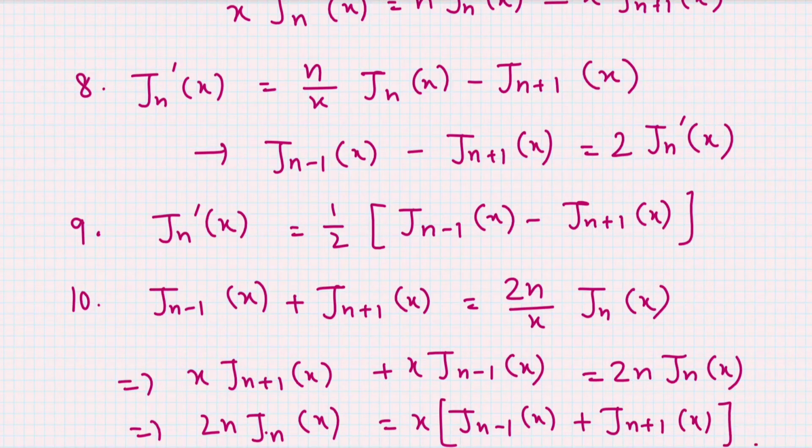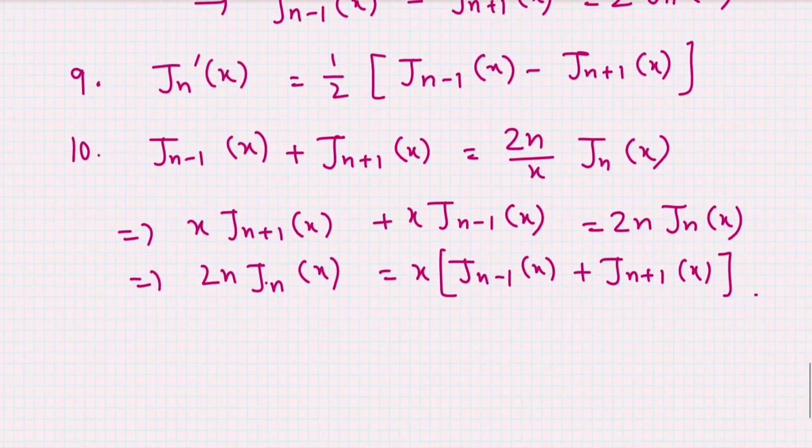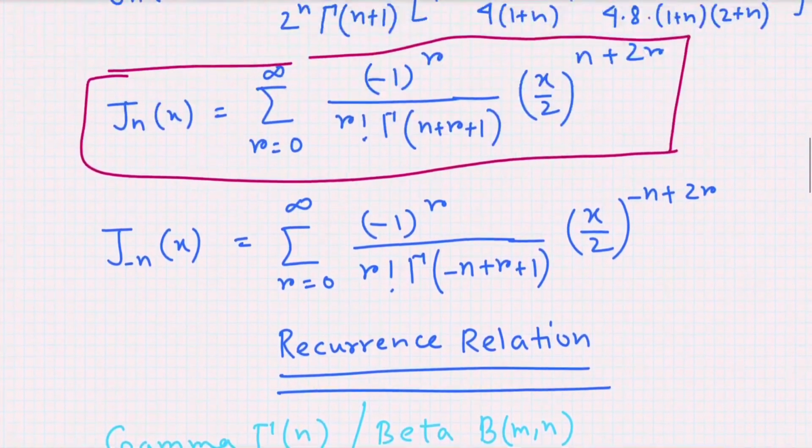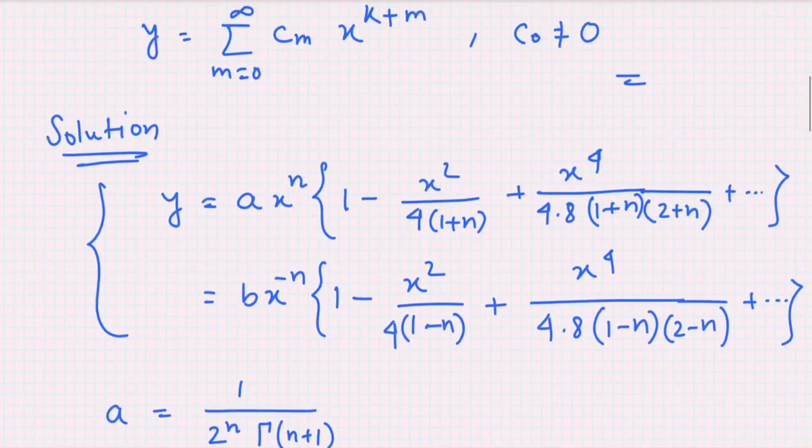So these 10 recurrence relations are the most important relations from which questions come directly in GATE exams and many other exams in which Bessel functions is related in the syllabus. So now these are the recurrence relations, and now we come to the next point.